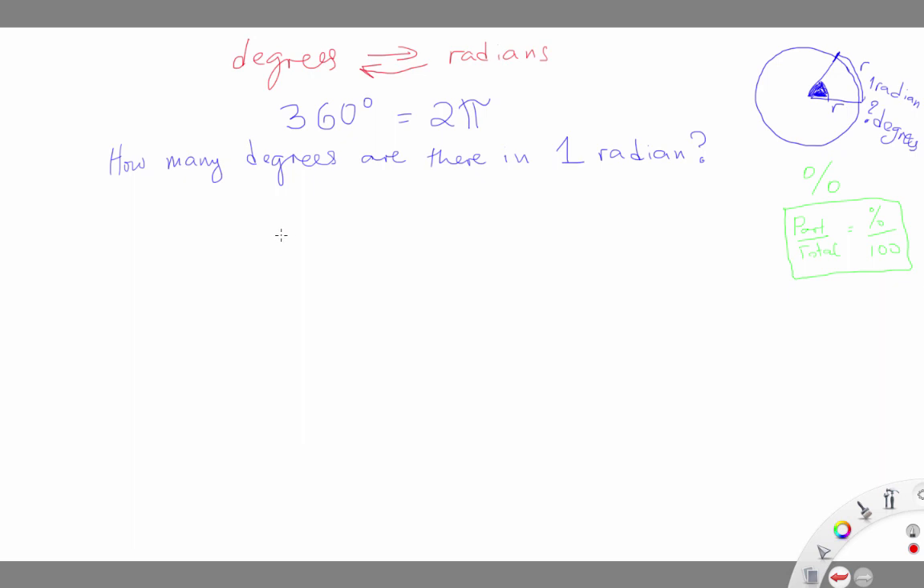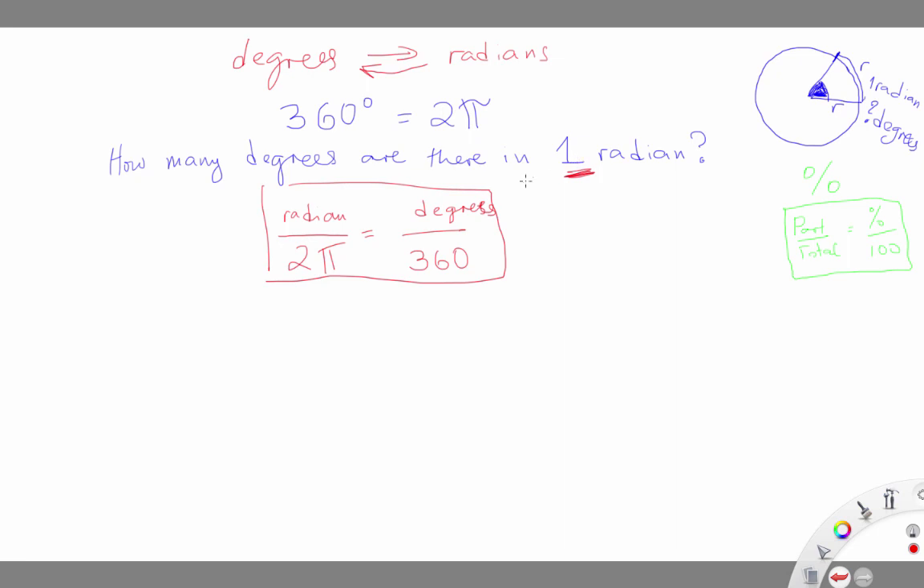We know that 2 pi is equal to 360, or 360 is equal to 2 pi. It goes both ways. I can write 360 equal to 2 pi, or I can also write 2 pi equal to 360. Now, in this case, we have 1 radian. So on top of my proportion, where I have radians, and below it, degrees. This is the proportion we're always going to use.